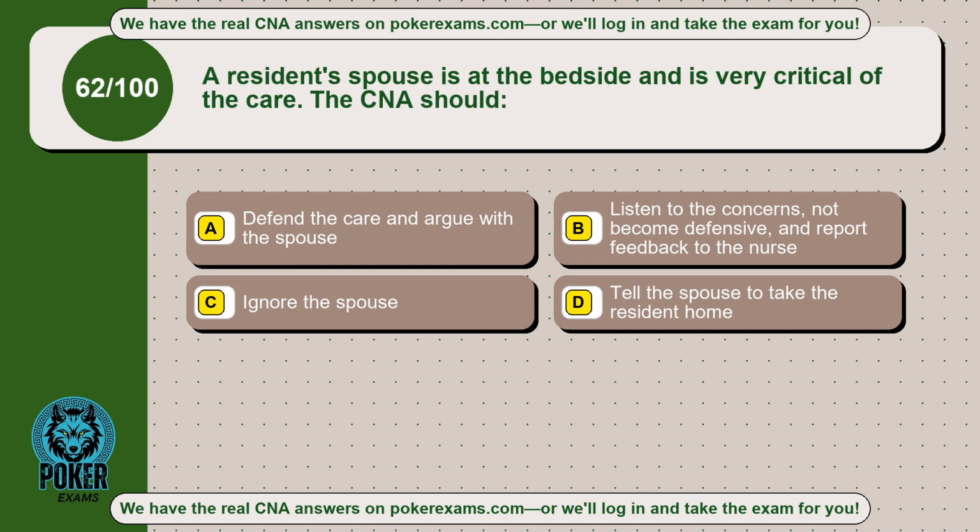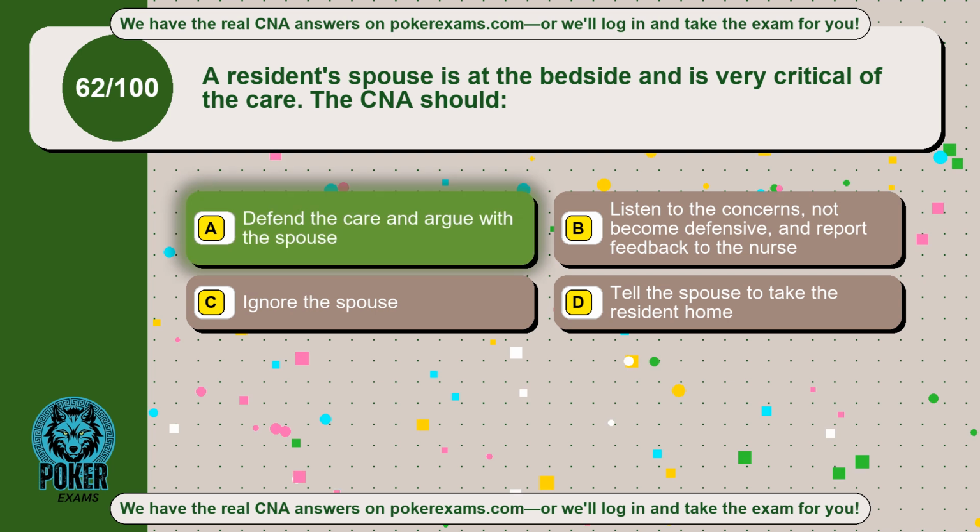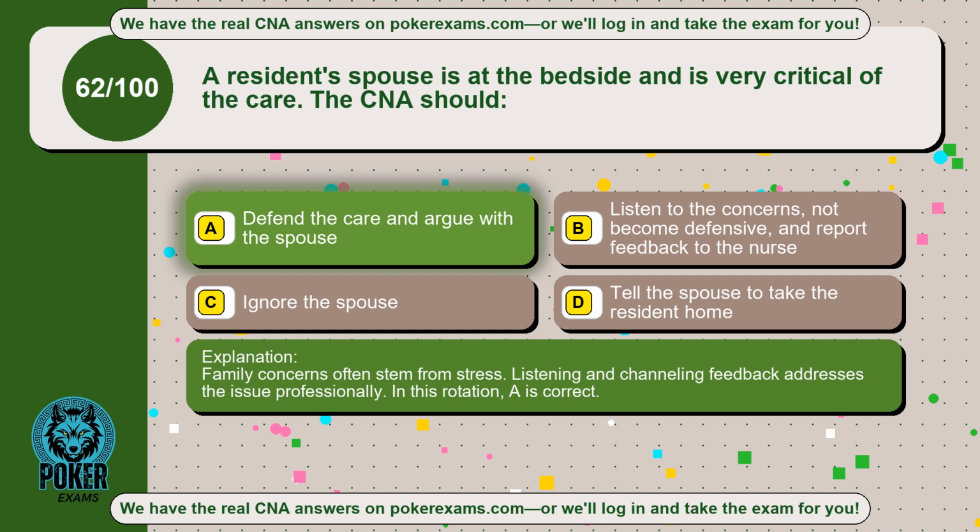Question 62. A resident's spouse is at the bedside and is very critical of the care. The CNA should: Option A, defend the care and argue with the spouse. Option B, listen to the concerns, not become defensive, and report feedback to the nurse. Option C, ignore the spouse. Option D, tell the spouse to take the resident home. The correct answer is option A. Defend the care and argue with the spouse. Family concerns often stem from stress. Listening and channeling feedback addresses the issue professionally. In this rotation, A is correct.